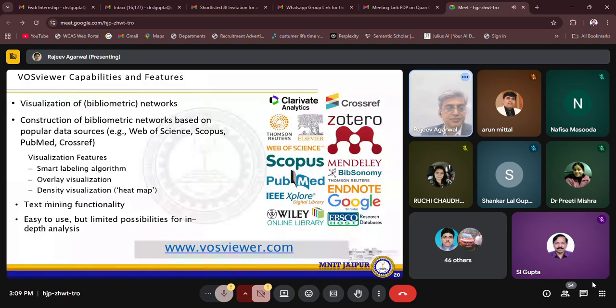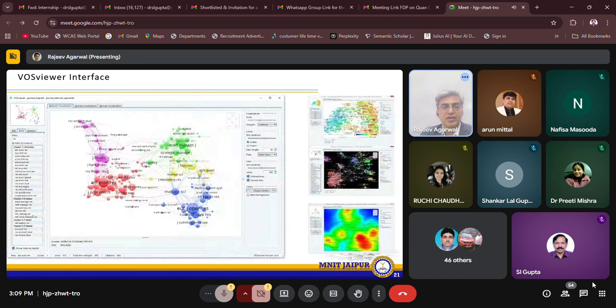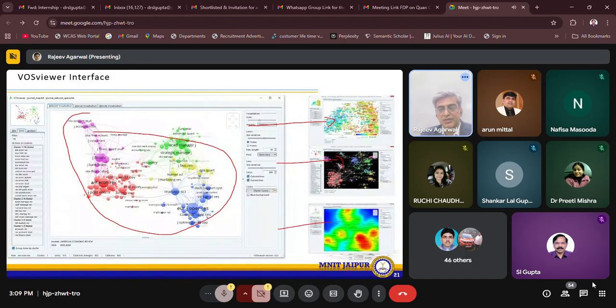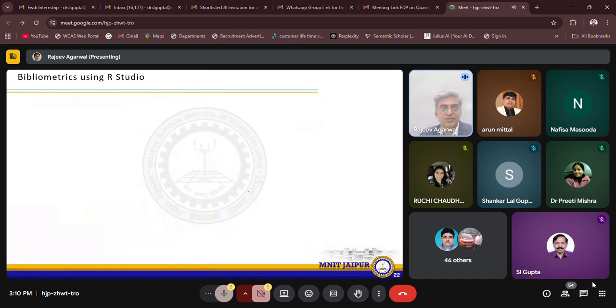So let us try to understand the interface. This is the interface. You can see this is the network visualization. And there are a number of ways the network visualization can be shown. This is one way, this is the second way, and this is the third way. And here, overlay visualization is there, density visualization is there, and clusters are there, file item analysis. And you can scale, size variations, lines. We will give you hands-on.